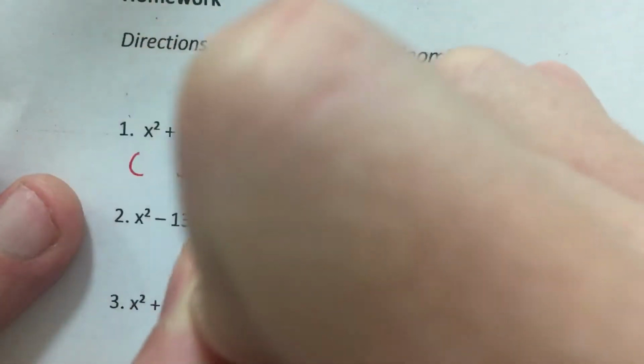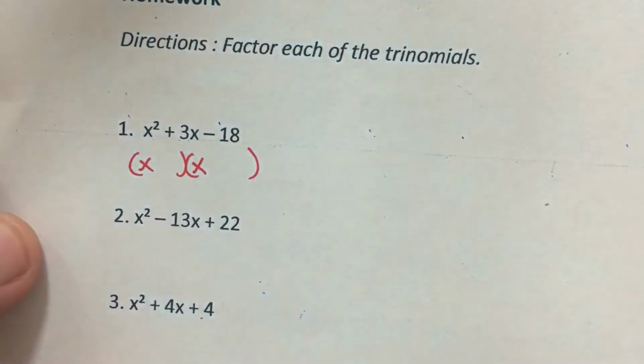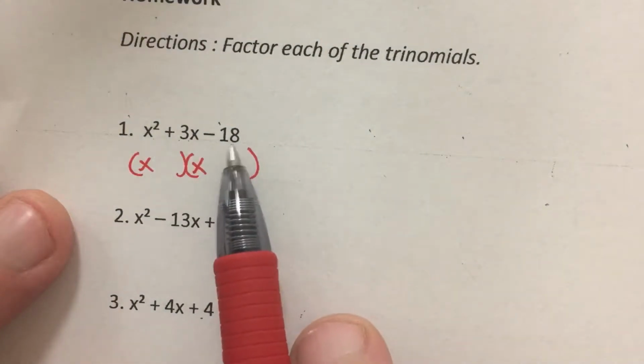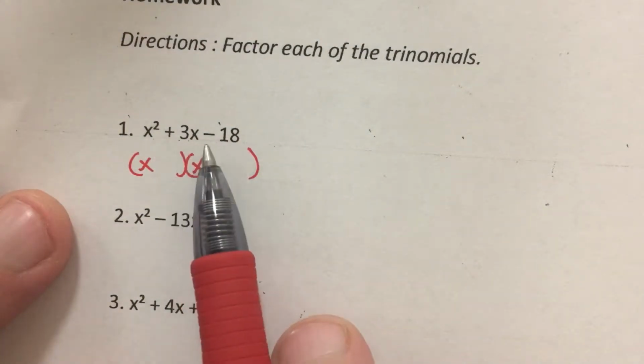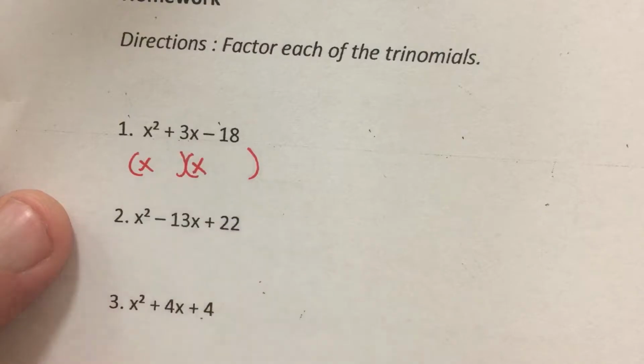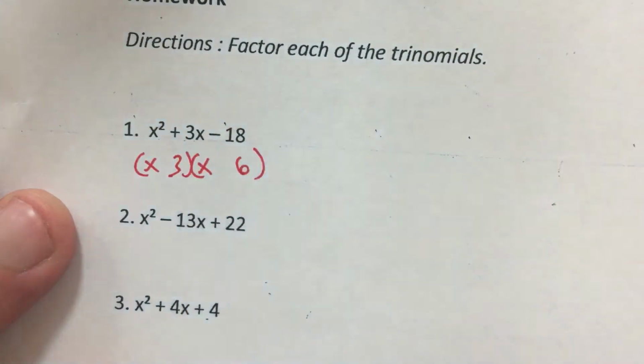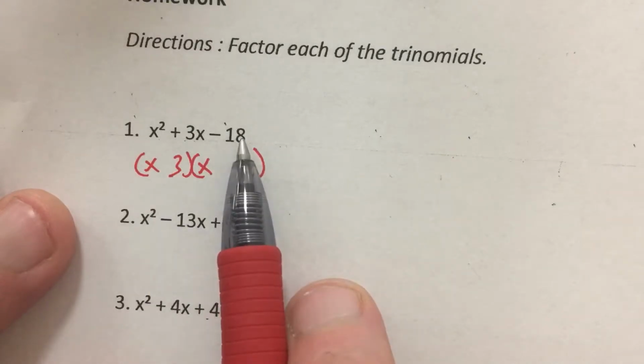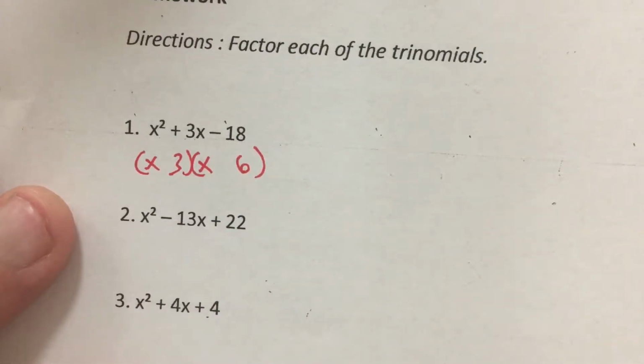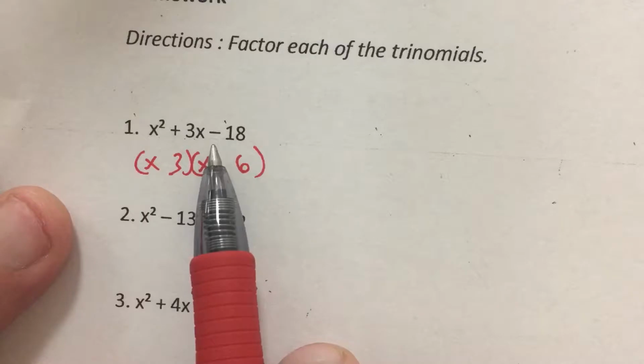So I'm going to draw two parentheses, x and x, and I'm looking for two numbers that multiply to make 18, and because the back sign is a minus, they have to subtract to give me a 3. Well, I happen to know that that's 3 and 6. 3 times 6 is 18. 6 minus 3 is 3. Then I determine what my sign should be.